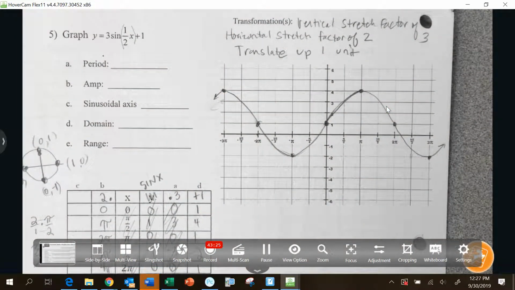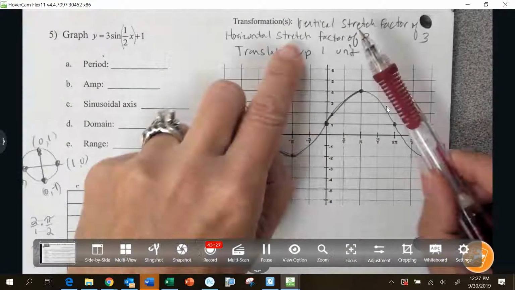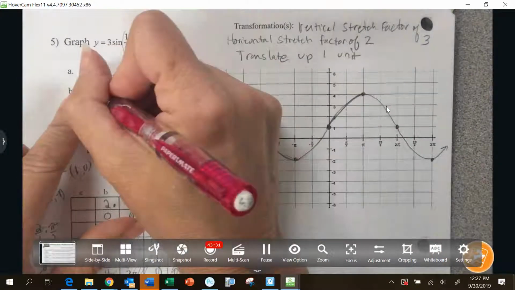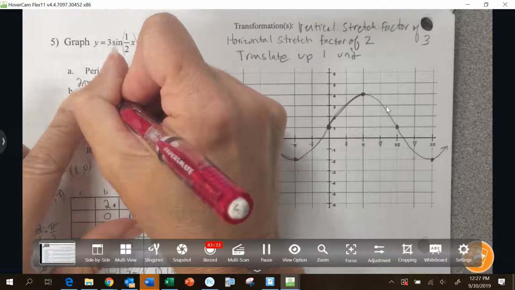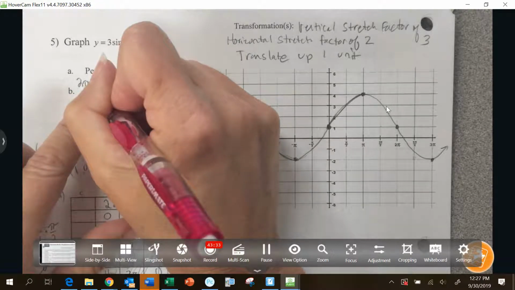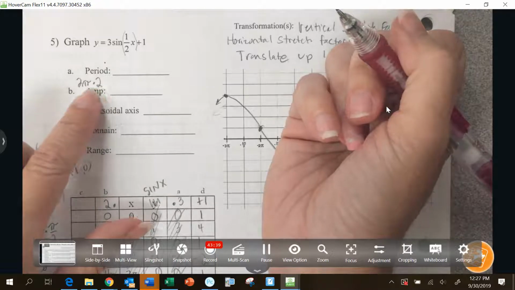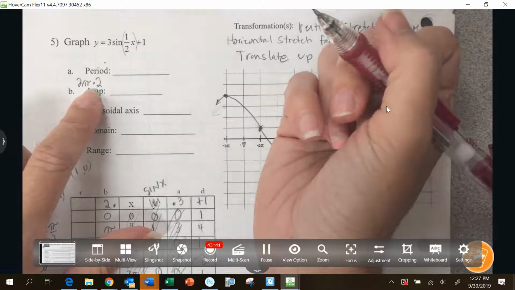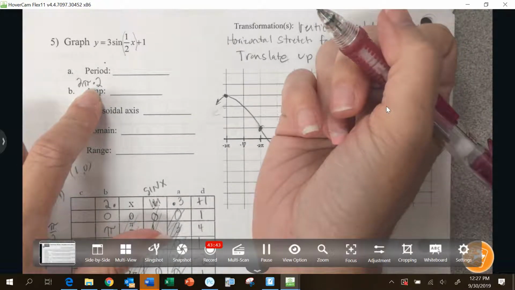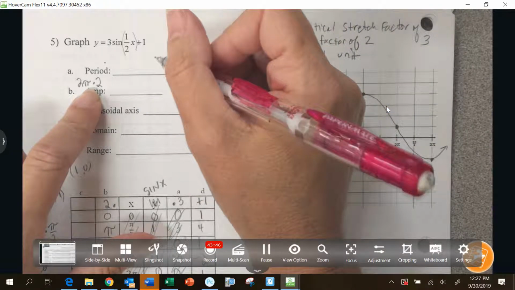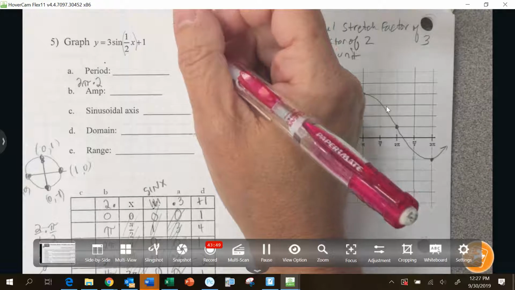So we do have a stretch or a shrink. We have a stretch, factor of 2. So where the period is normally 2 pi, we have a horizontal stretch of 2. I'm going to do that to the period. And I'm going to have what for my new period? 2 pi times 2. Say it out loud. 4 pi.